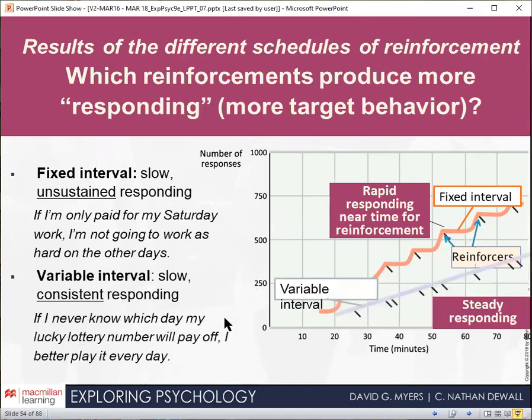Then we have variable interval. We have slow, consistent responding here. If I never know which day my lucky lottery number will pay off, I better play it every day. Very steady, very consistent. And you can see here the hash marks, or the reinforcement places, they vary. And that's one of the reasons why the behavior is somewhat steady, slow and consistent. You never know when you're going to win.